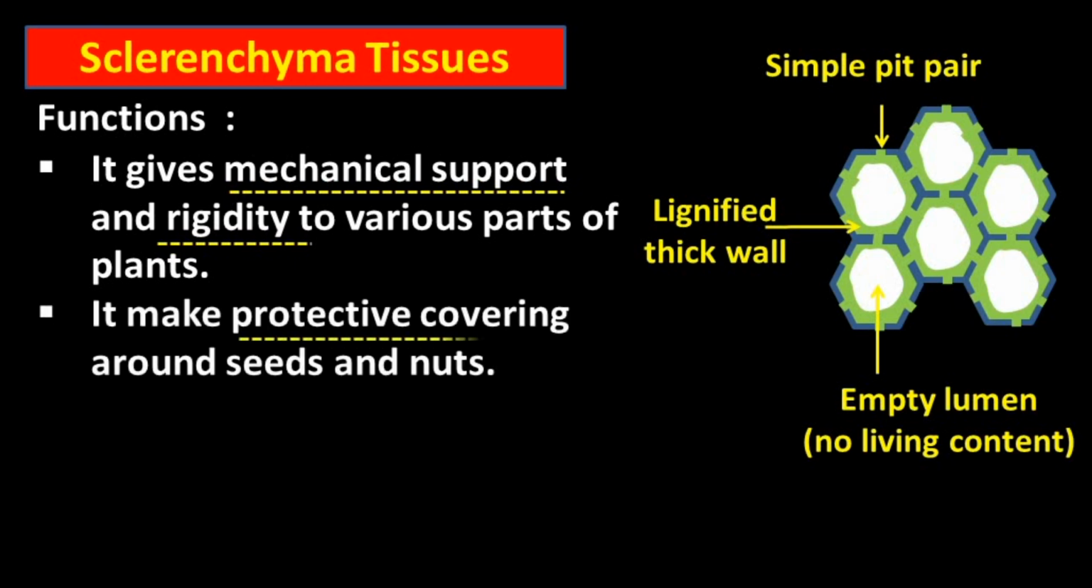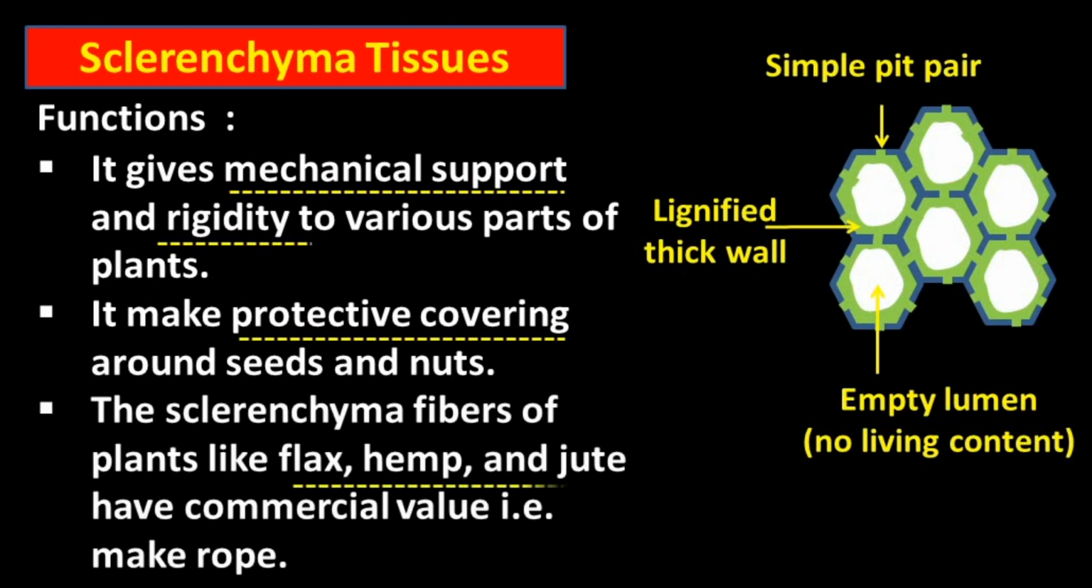It makes protective covering around the seeds and nuts. So this covering is hard because of the presence of sclerenchyma tissues. The sclerenchyma fibers of plants like flax, hemp, and jute have a commercial value. That is, this type of plants are specially used to make rope. These are the functions of sclerenchyma tissue.